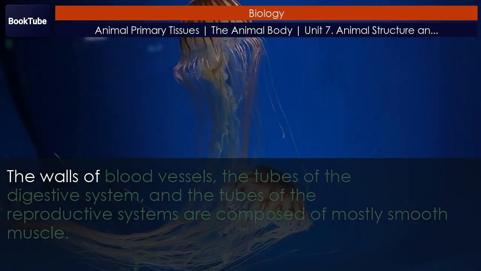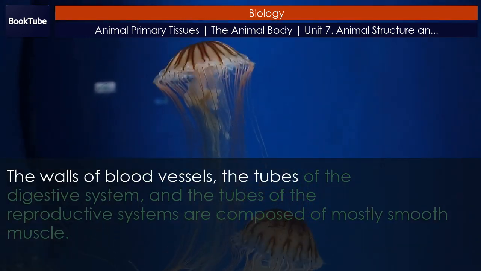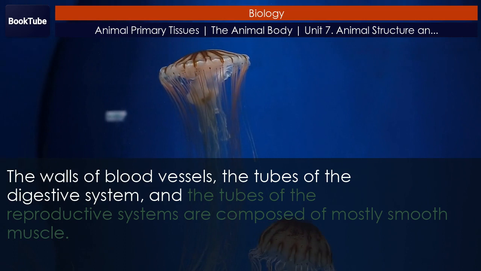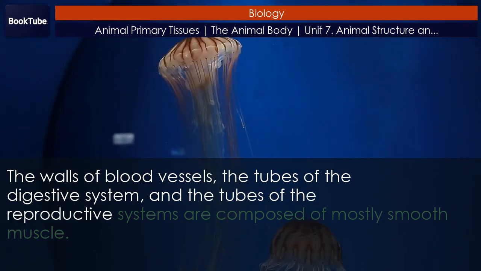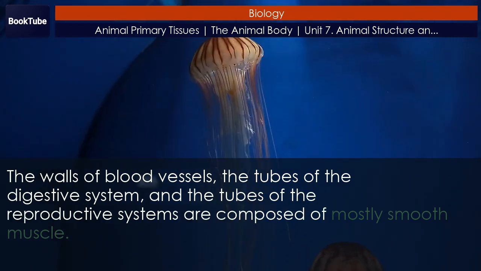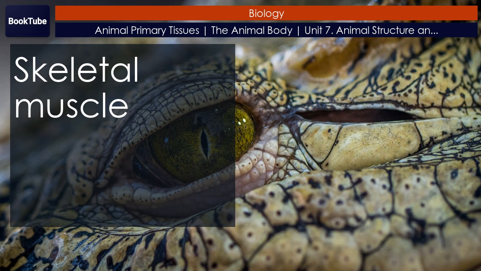The walls of blood vessels, the tubes of the digestive system, and the tubes of the reproductive systems are composed of mostly smooth muscle. Skeletal muscle.